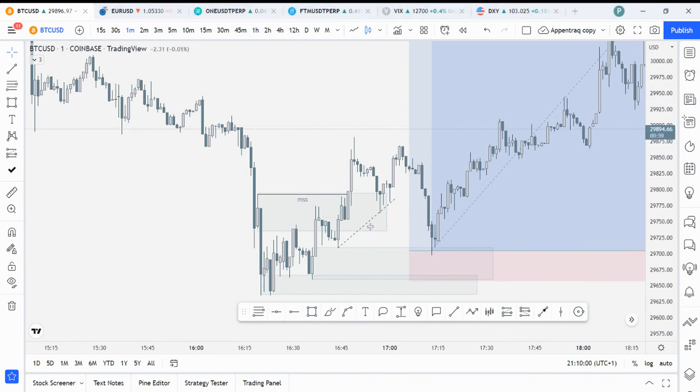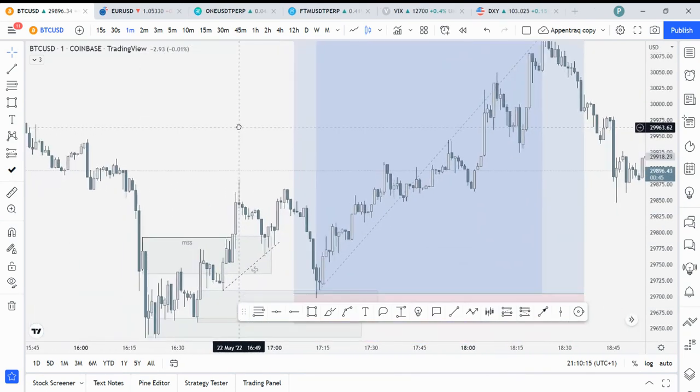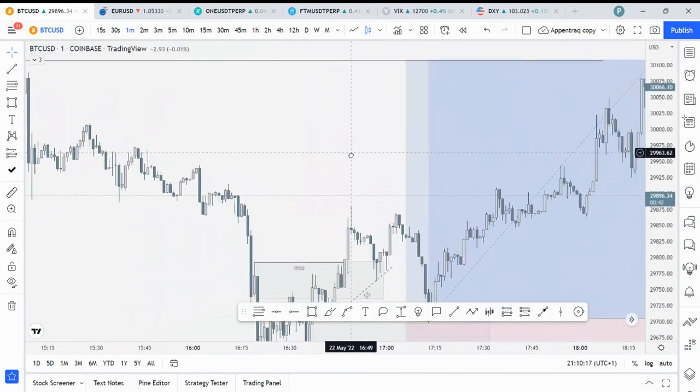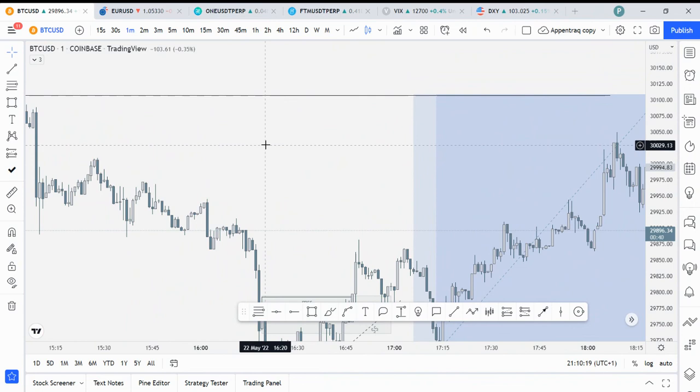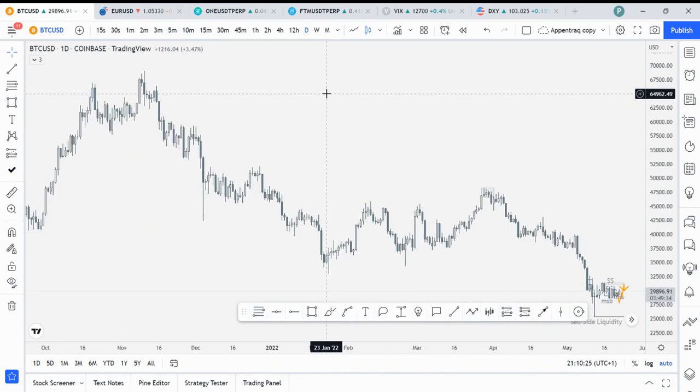Okay, so the last thing I'm going to talk about is how valid is the zone. How long is a zone valid? A zone is going to be valid as long as it has not been mitigated, and you always still see a reaction. Let me show you an example on BTC.